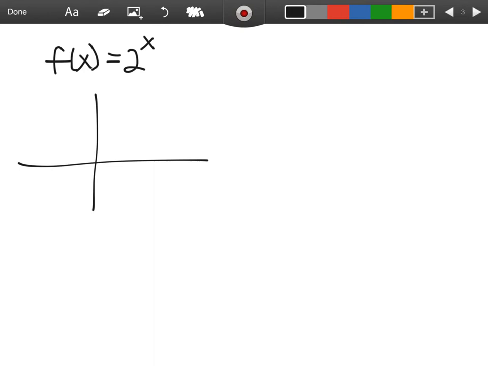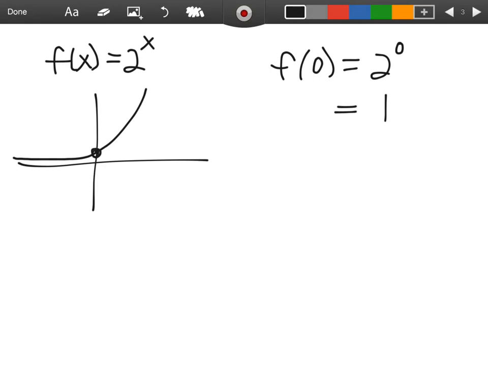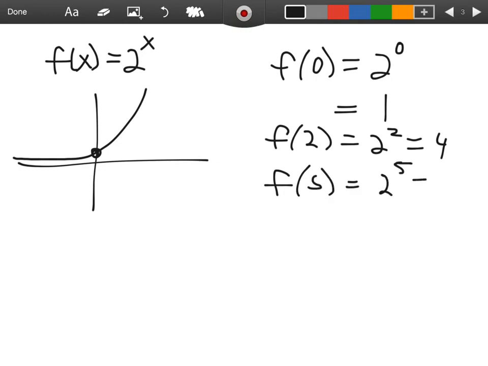Okay, so if you go and graph these things, let's say you go on your calculator. I'm going to assume you can graph this on your calculator. It is going to look like that. Now, if you do, say, f of 0, that's 2 to the 0 power, which is 1. So right here, every exponential is going to cross at 1. So if I do f of 2, you get 2 to the 2 power, which is 4. F of 5, 2 to the 5th power equals 32. So it's growing really fast.